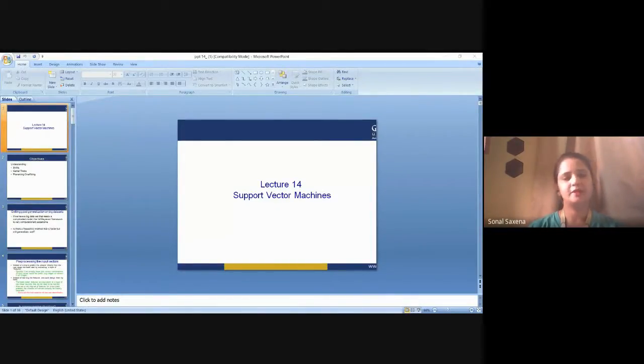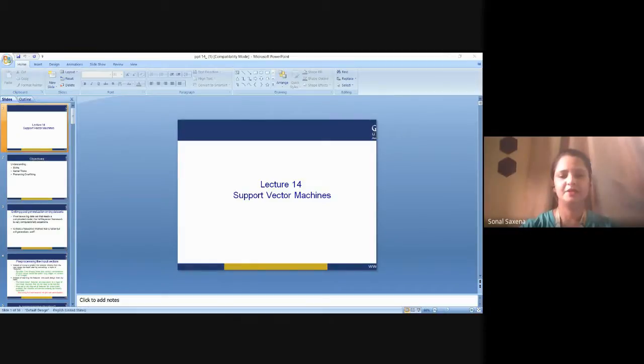Good morning, everyone. Once again, I'm back with machine learning lecture number 14, where I'm going to start another classification algorithm, which is called support vector machine or SVM. It is a very popular algorithm, so stay tuned with me because I'm going to cover the concepts related to support vector machine today in this lecture.